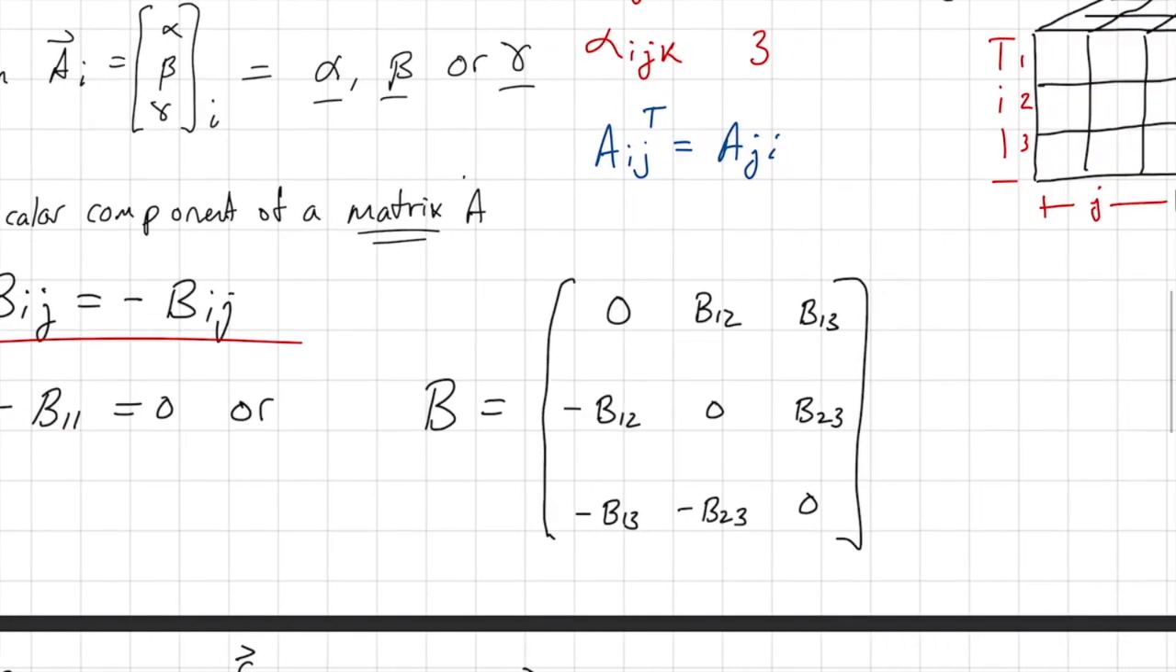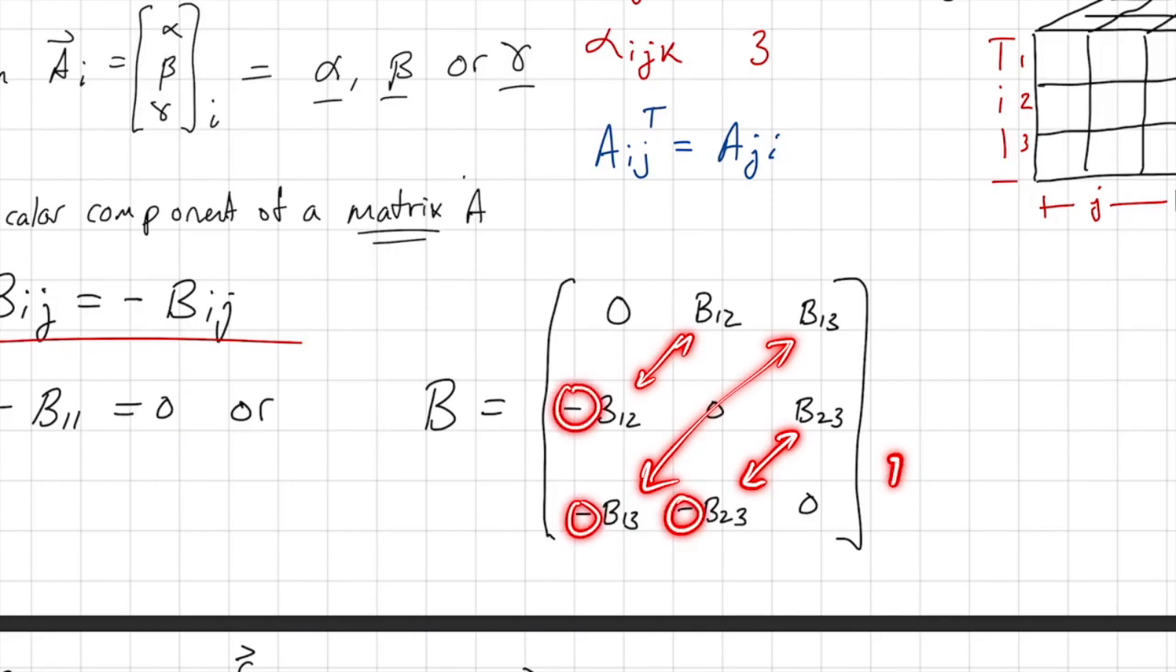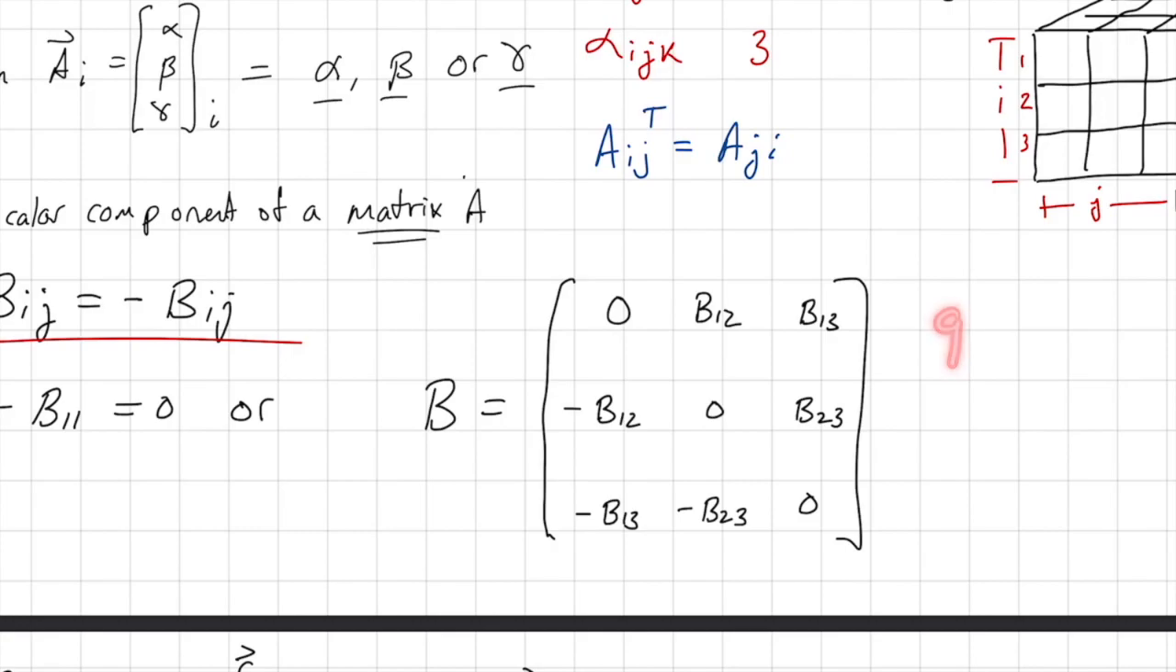So B could be written as the following. 0 along the diagonal, because we require that negative sign upon swapping. And then if you transpose, that's when these elements end up swapping with one another. And when those elements swap, you pick up a minus sign, which is in front of all three of them. Okay? So an antisymmetric matrix started with 9 independent quantities and ended up with 3.